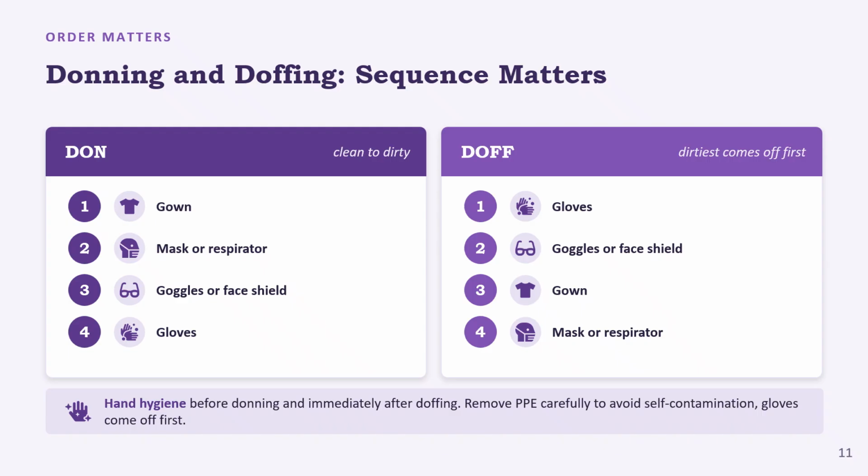When you doff, or take the PPE off, you remove the most contaminated items first. The sequence is gloves first because the outside of your gloves is the dirtiest surface in the room. Then goggles or face shield, then the gown, and finally the mask or respirator. The mask comes off last after you have left the patient area, and you avoid touching the front of it.